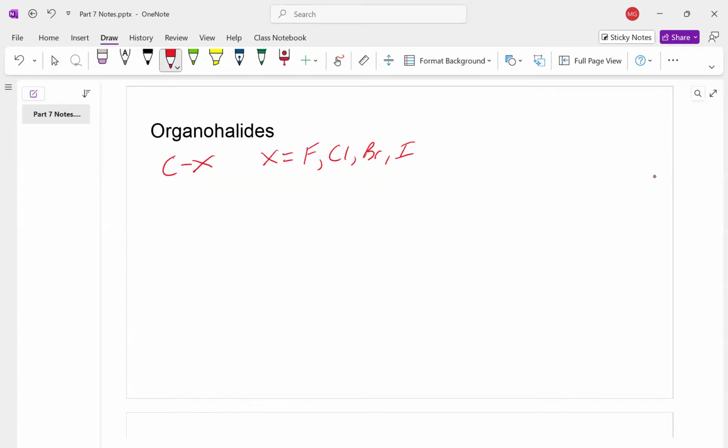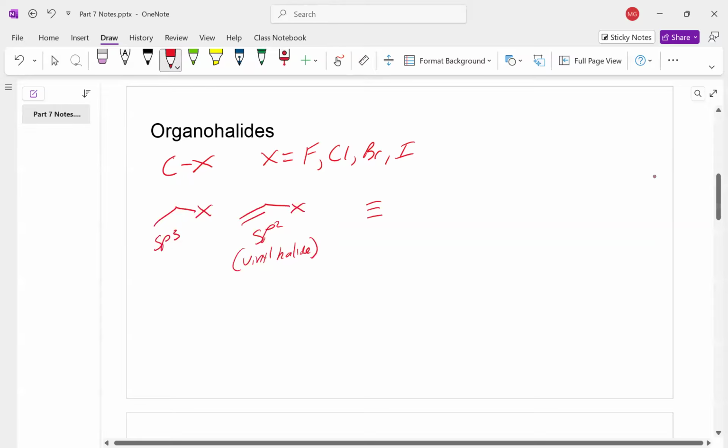Organohalides can be on sp3 carbons. They could be on sp2 carbons. Just a side note, they call this a vinyl halide. Vinyl means that the halogen's right on the double bond. If you think of PVC, PVC stands for polyvinyl chloride. We'll talk a little bit more about that down the road, but just a little fun fact for the day there. Or the halogen could be on an sp hybridized carbon.